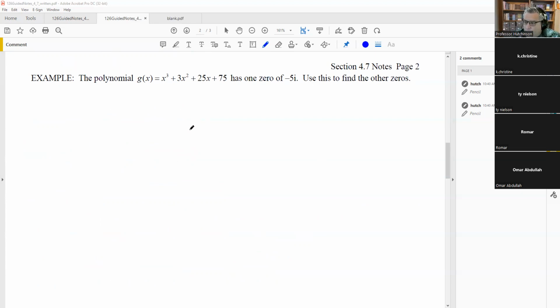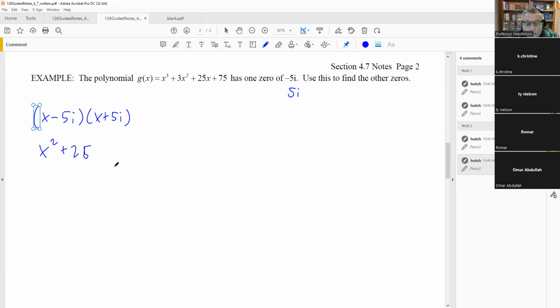Okay, so what I know for sure is if one zero is negative 5i, then 5i is the other one I'm going to have, which means that I can form a polynomial with this. I can do x minus 5i, and then x plus 5i, right there, x minus negative. Now, we already did this in the last problem. We multiply those together, and I'll just go ahead and give us the result of what we had before. So in the last problem, we multiplied this out, and we got x squared plus 25. Middle terms cancel out.